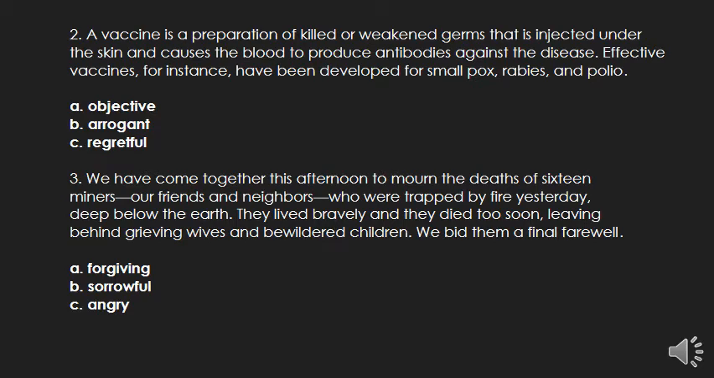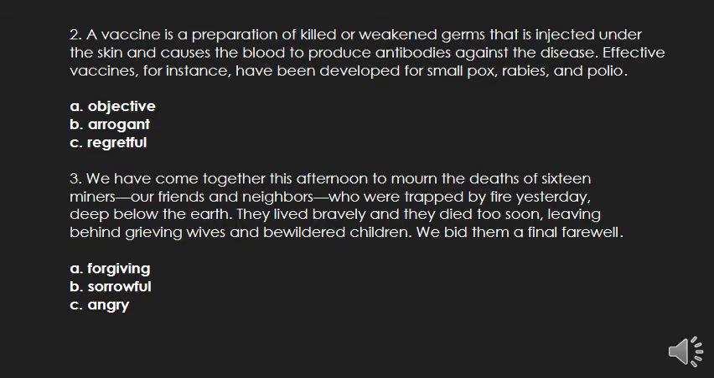Objective, arrogant, regretful. When I say regretful, it means the writer has done something wrong and he regrets what he's done, and this is not found in this paragraph. When I say arrogant, it means the writer is talking about something to show off, and this is not found here in the paragraph. The writer is objective. He's trying to give us information. So the tone is objective.